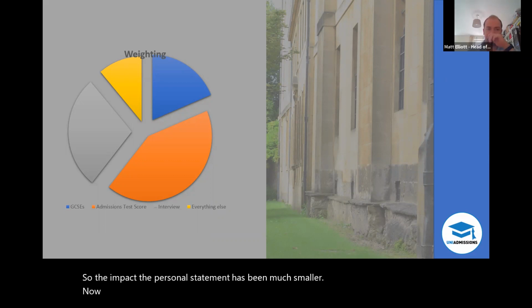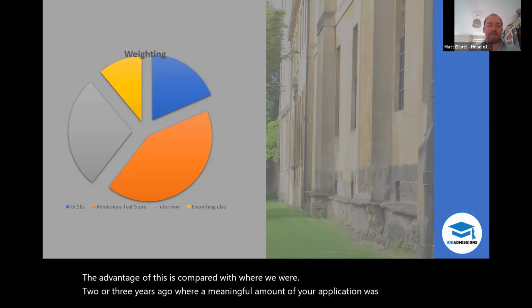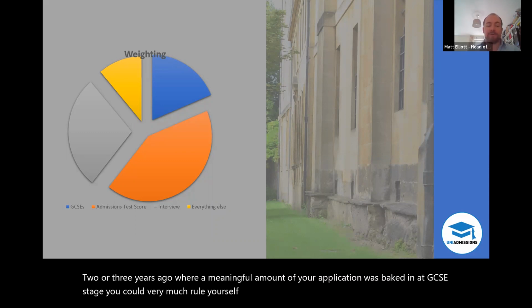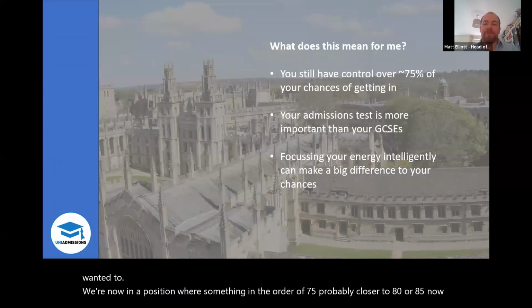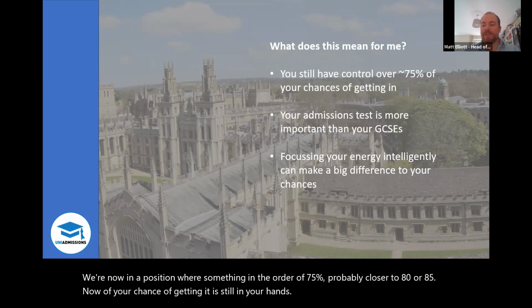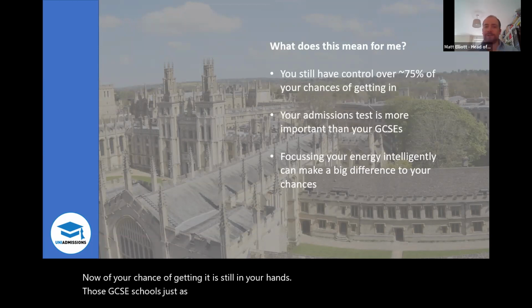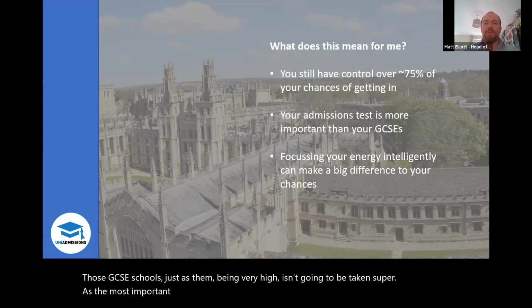Now, the advantage of this is, compared with where we were 2 or 3 years ago, where a meaningful amount of your application was baked in at the GCSE stage, you could very much rule yourself out of Oxbridge at that point if you really wanted to. We're now in a position where something in the order of 75%, probably closer to 80 or 85 now, of your chance of getting it is still in your hands. Those GCSE scores being very high isn't going to be taken as the most important thing. Them being a little bit lower also isn't going to be taken as being decisive.